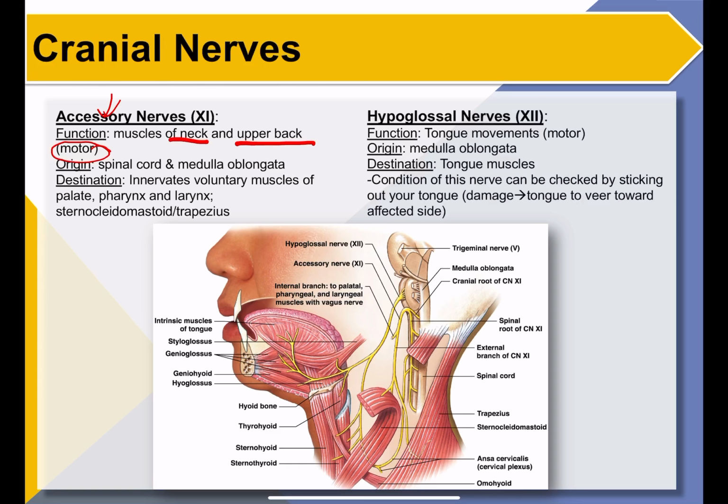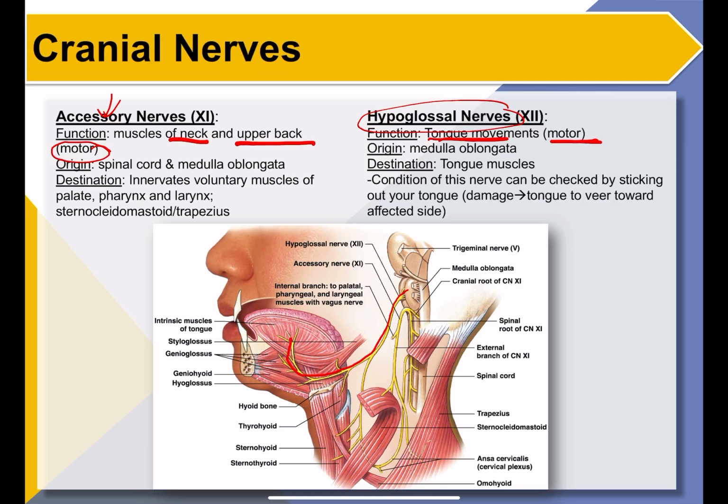And then hypoglossal nerve has to do with also motor, but just mainly your tongue movement. Okay, so this is your hypoglossal nerve right here, innervating muscles of your tongue for moving your tongue. And conditions of this nerve can be checked by sticking out your tongue.